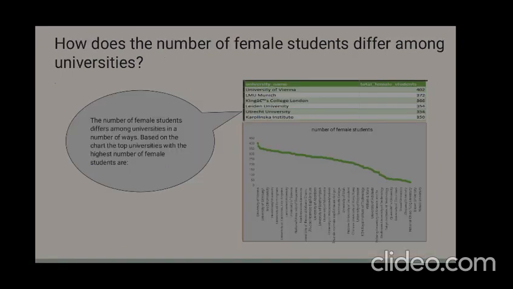How does the number of female students differ among universities? For this, I use a bar chart and again a table. The number of female students differs among universities in a number of ways. Based on the chart, the top universities with the highest number of female students are University of Vienna, which has 402, LMU Munich 372, King's College London 366.